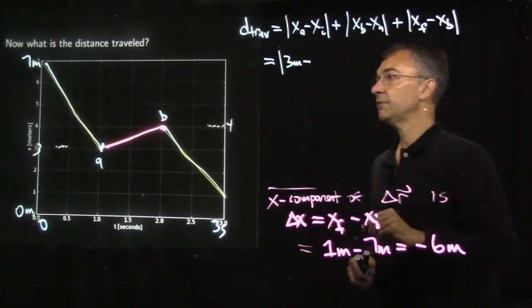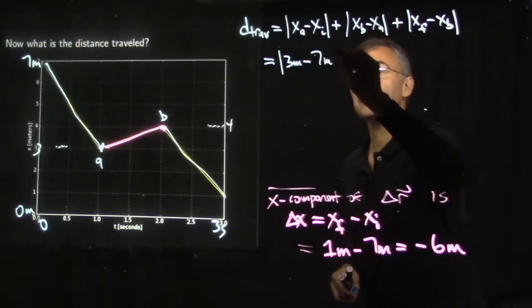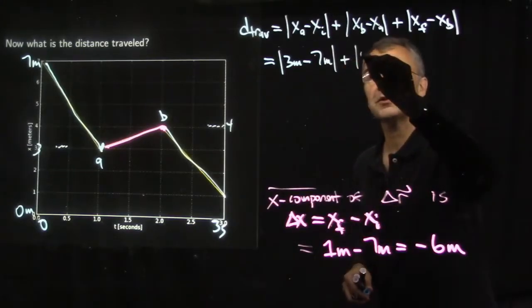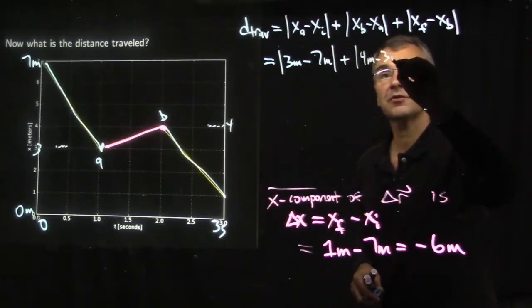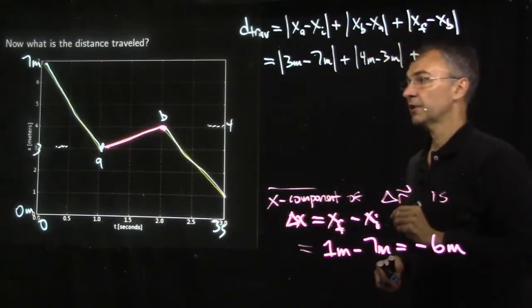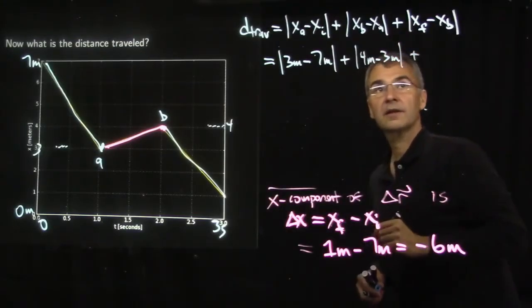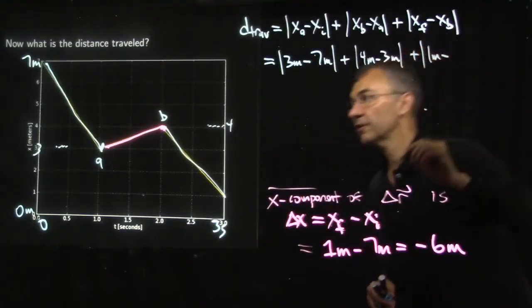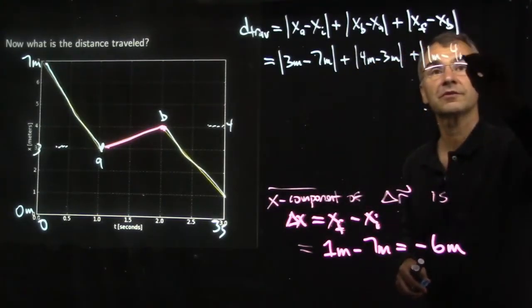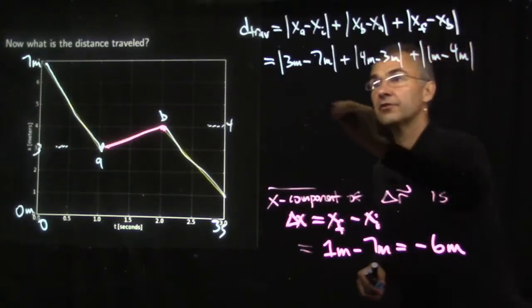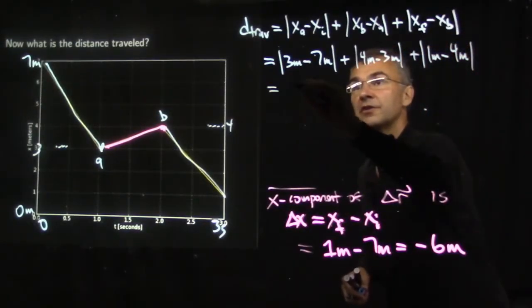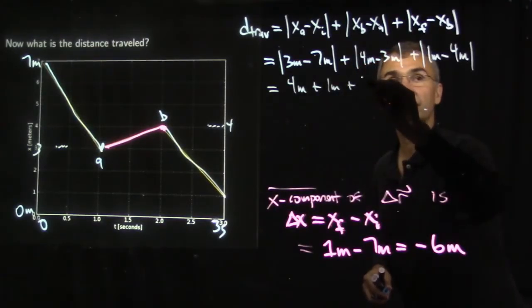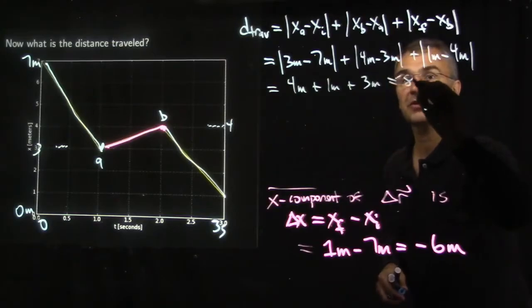So that's |3 meters minus 7 meters| plus |4 meters minus 3 meters| plus |1 meter minus 4 meters|. So that is 4 meters plus 1 meter plus 3 meters equals 8 meters.